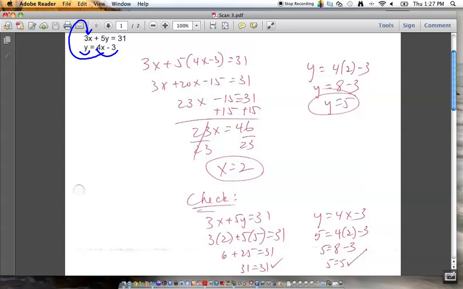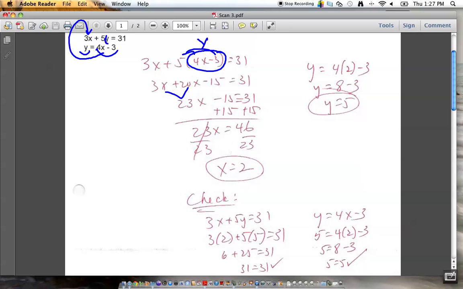So the 3x stays where it is. The y was supposed to go next to the 5, and instead of the y, which was here, I put what the y equals, which is the 4x minus 3. And then I get to work on the algebra. 3x stays the same. 5 times 4x is 20x. 5 times negative 3 is negative 15. Same side, same operation. These two add up to 23x. Minus 15 is 3. Add 15 to both sides, and I get 23x is 46. Divide by 23, x is 2.